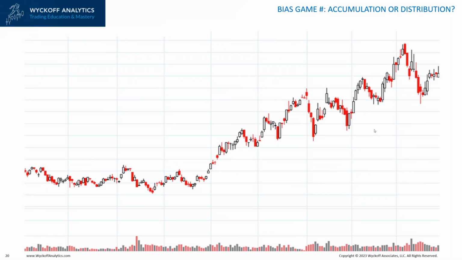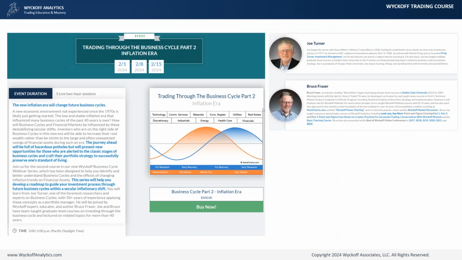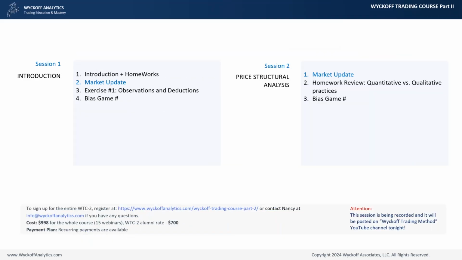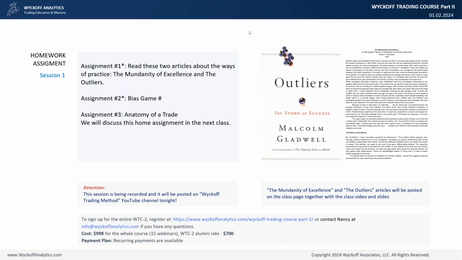This is what we're going to do. Obviously, I'm going to put more of the material around the edges of the bias game, and we'll definitely have the material on the significant bar, on the swing analysis, on the sequential bias analysis. That's all going to start with the next class. For those of you who are WTC1 students coming into WTC2, please read these two articles as your homework. I want to bring your mental state into the state of practice, that you're going to spend time practicing.